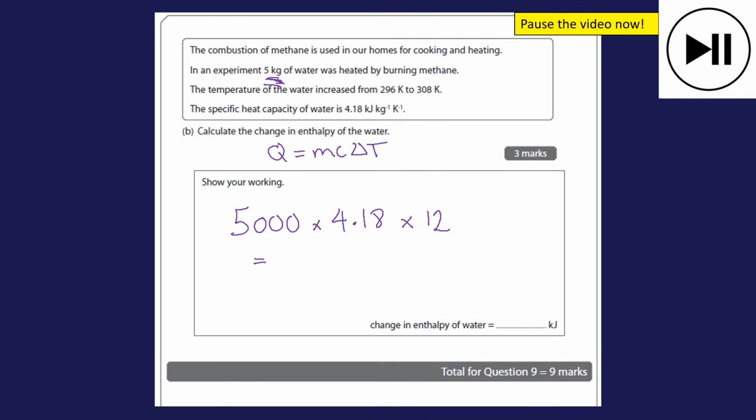Right, calculator time. 5,000 times 4.18 times 12 equals 250,800. But that's in joules, and they want the answer in kilojoules. They've done this a couple of times now; it's quite common for them to do this. So I need to divide my joules by 1,000, and my final answer is 250.8 kilojoules.